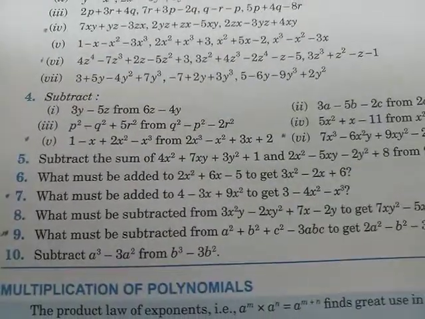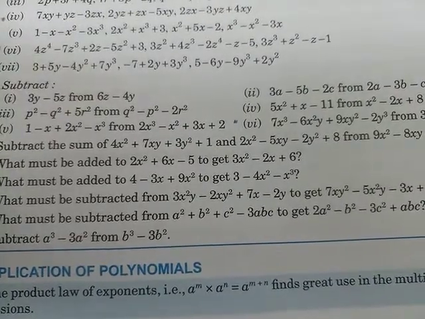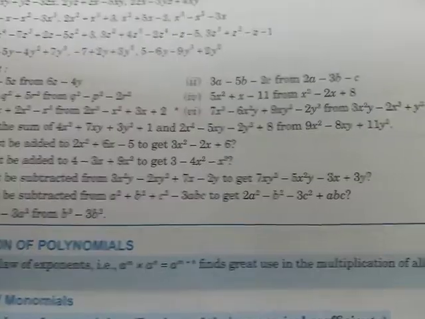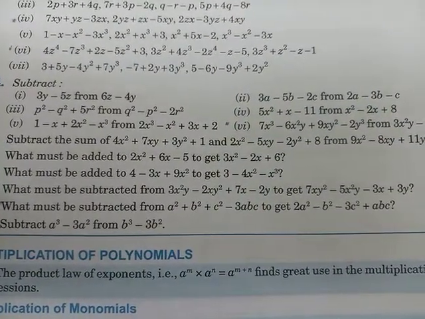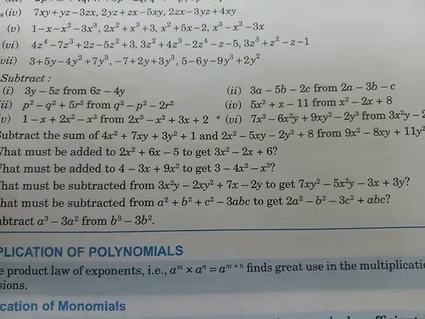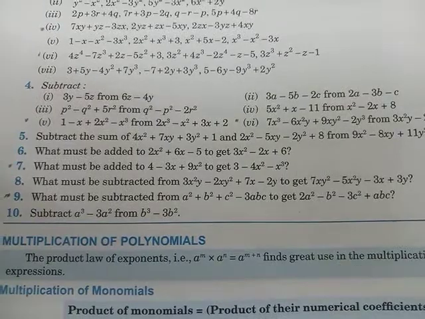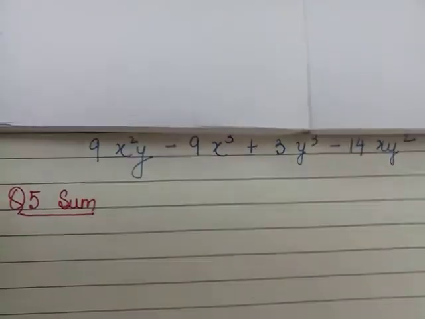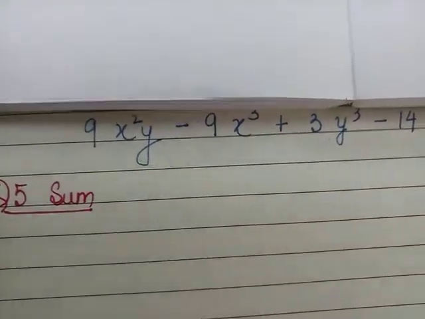Now we proceed with question number 5. Subtract the sum of the first and the second expression from the second. So firstly we are going to add the first two expressions and then we are going to subtract that sum from the given expression. Now we do question number 5. First we will find the sum.